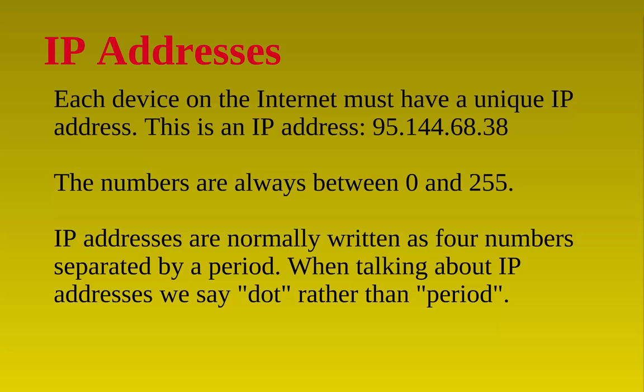Another distinction is that they have to be unique IP addresses. You cannot share an IP address. The numbers are always, like I said, between 0 and 255. And even though they're written and separated by a period, when we're discussing IP addresses, talking about them, we always say dot rather than period. So the address shown up there would be 95.144.68.38. That's how we would talk about an IP address.